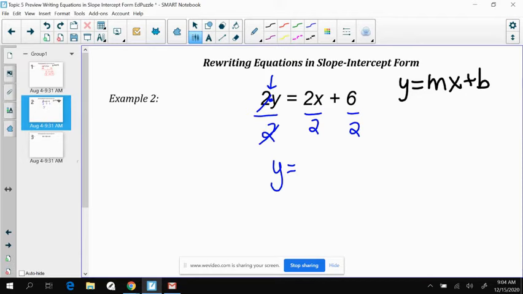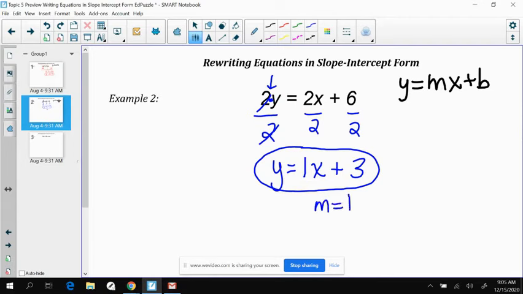And at this time, you can use an online calculator or you can use your division facts. 2 divided by 2 has a value of 1. So that means that we have 1x remaining. And 6 divided by 2 has a value of 3. So we were able to take that equation and rewrite it in slope-intercept form. We now know that there's a slope of positive 1 and a y-intercept of positive 3. Rewriting in slope-intercept form allows us to analyze the equations in greater detail.